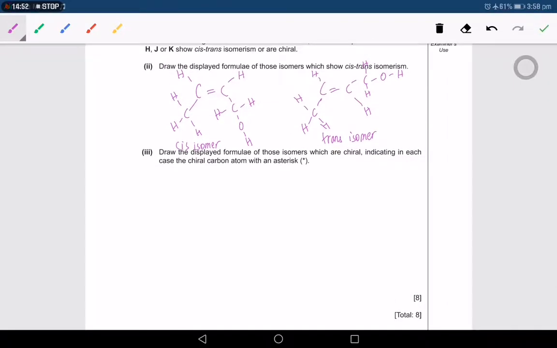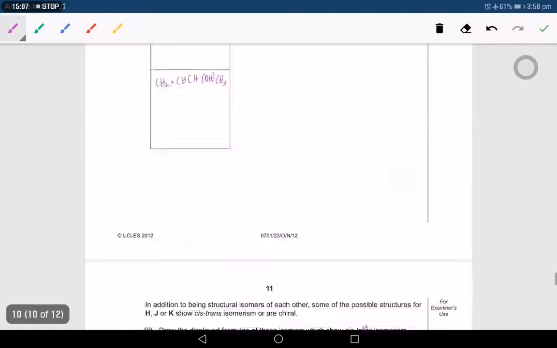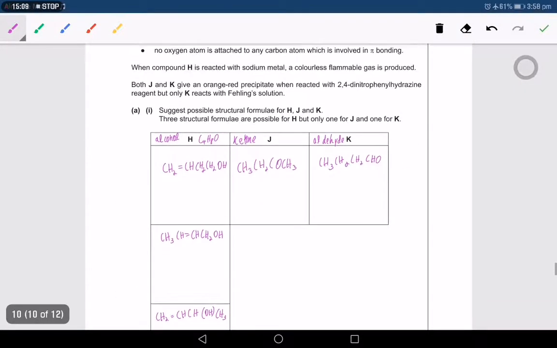So which one of them is chiral? It cannot be a carbon with a double bond, it must have 4 different things attached to it. So the chiral carbon atom is, which one is it? CH3, CH2, can it be J? Maybe. Can it be K? Maybe.